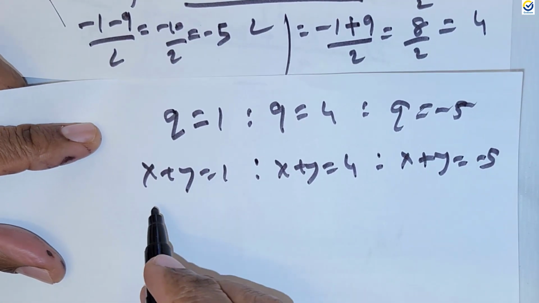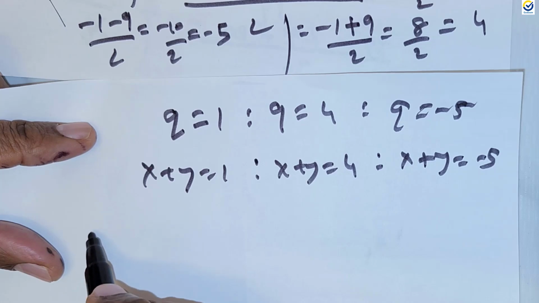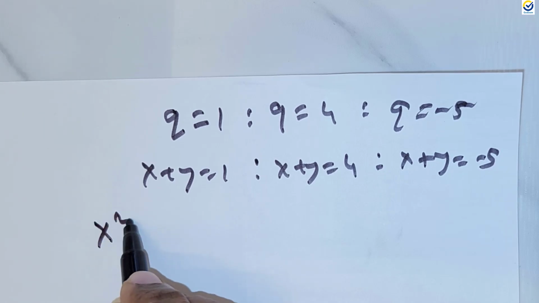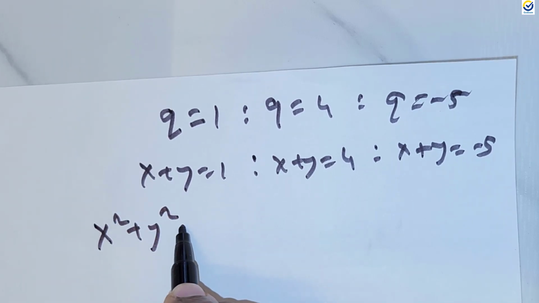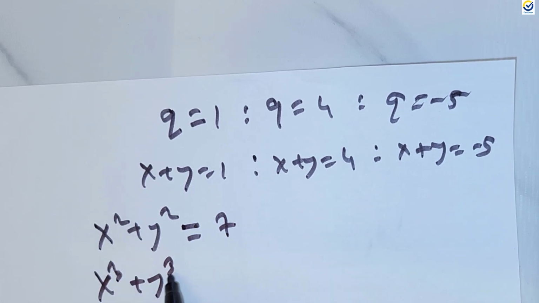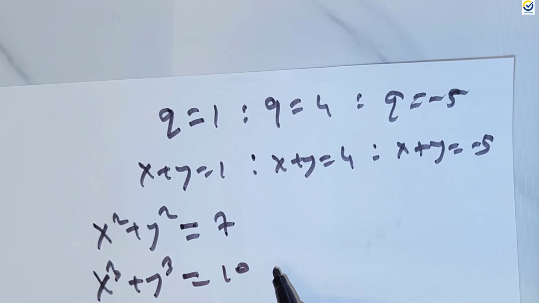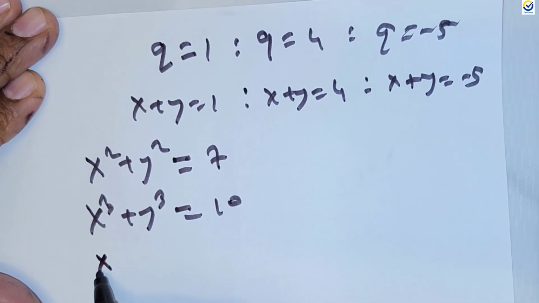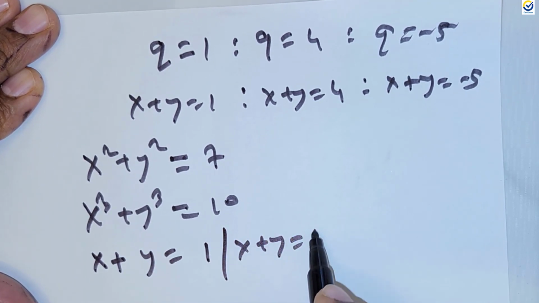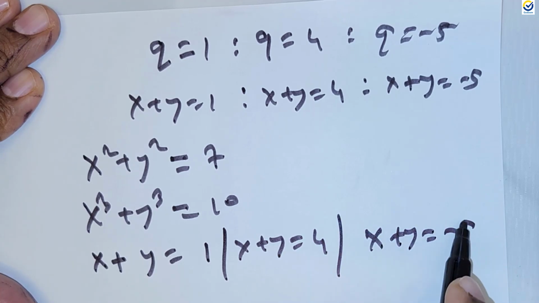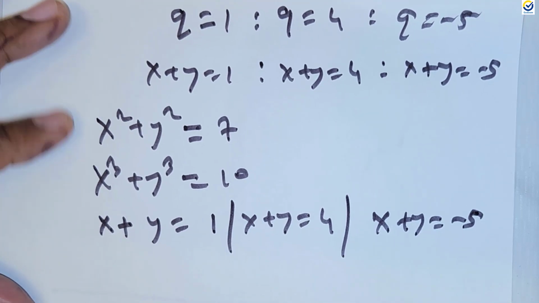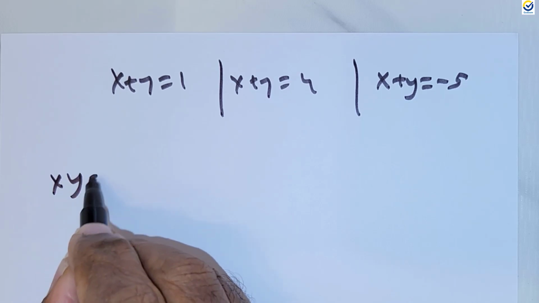Now we will have to go back to the question given. We have been given this system, or I would say this surface: x squared plus y squared is equal to 7, and x to the power of 3 plus y to the power of 3 is equal to 10. We have taken x plus y is equal to 1, x plus y is equal to 4, and x plus y is equal to -5. We have three values, but not all three values are going to satisfy the system. Product of the roots xy.